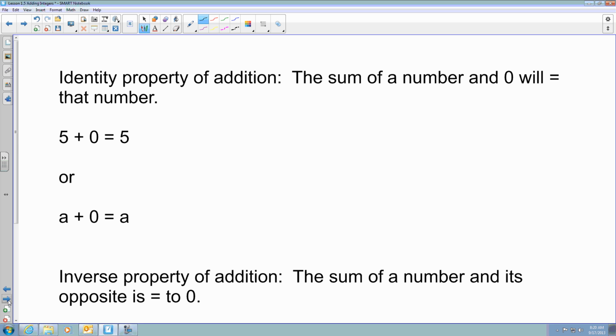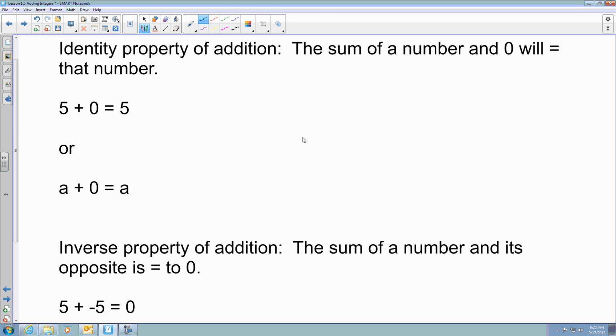So not only are we going to talk about adding of integers, but we're also going to dive into some properties of addition, one of which is the identity property of addition. The definition of the identity property is the sum of a number and 0 will always be that number. So for example, 5 plus 0 will always equal 5. In a more general sense, if we were to attach a variable to that, we could say a plus 0 will always equal a.